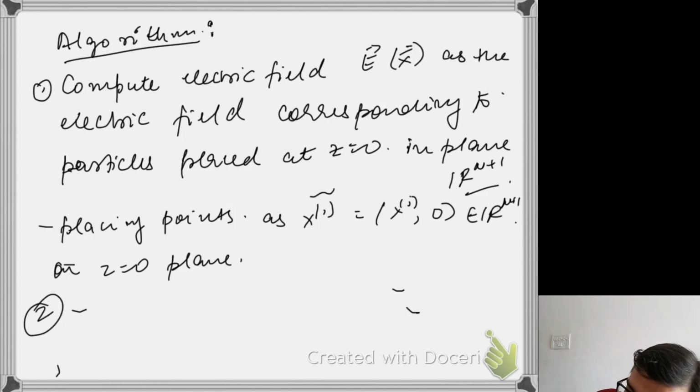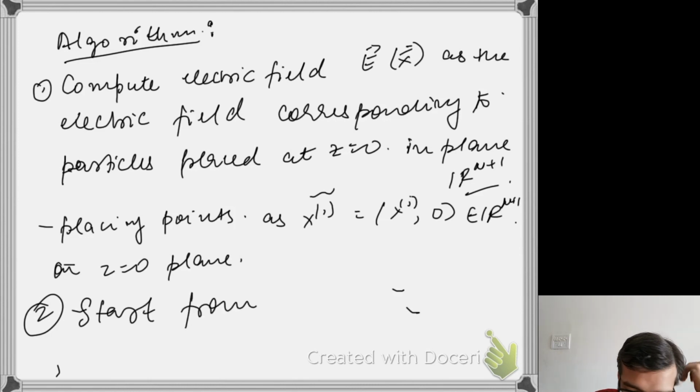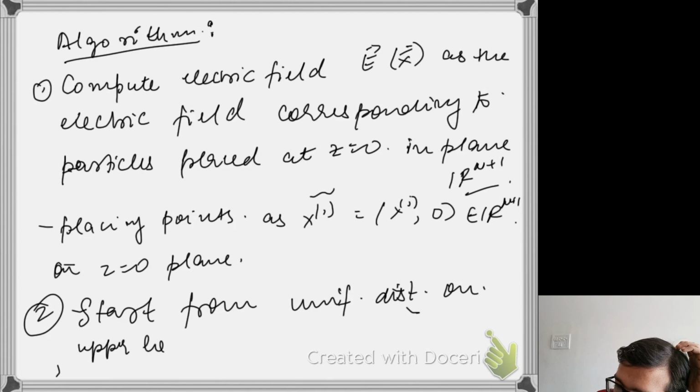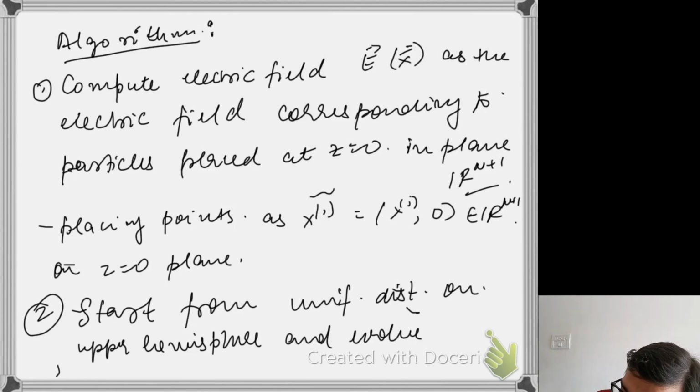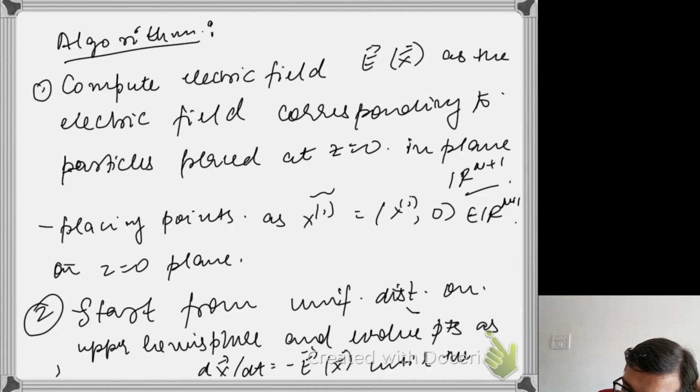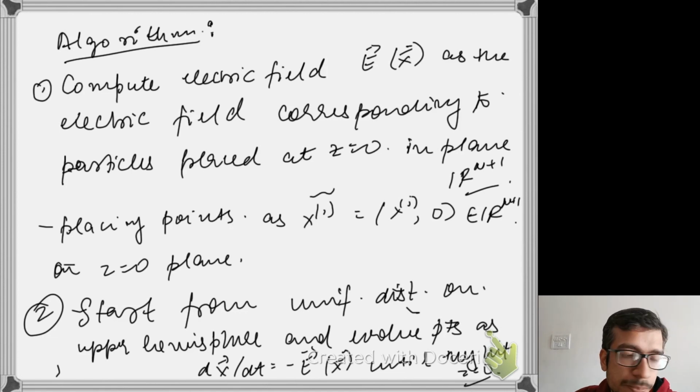Now we start from uniform distribution on the upper hemisphere and evolve points as dx by dt equals minus E(x) until they hit z equals 0, and this will give me the distribution of points.